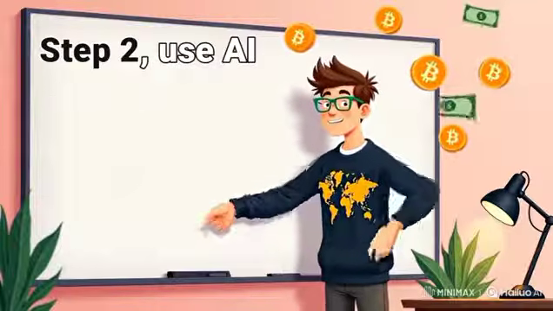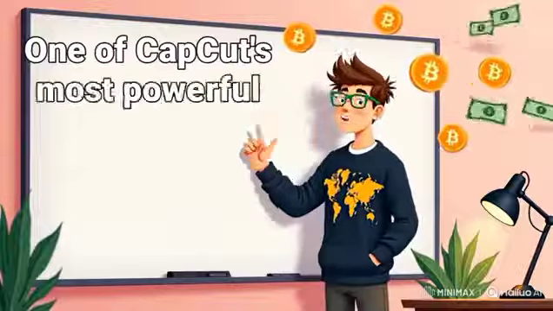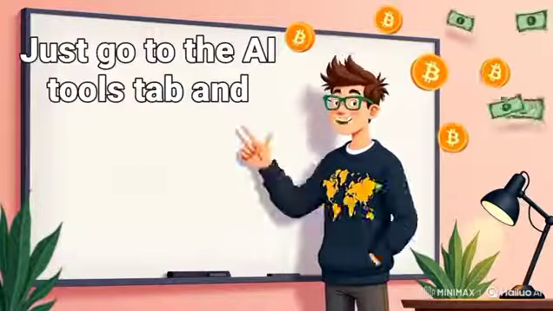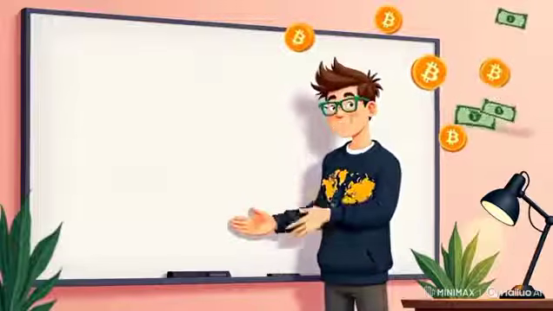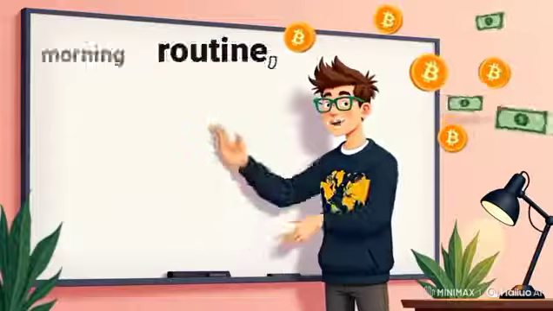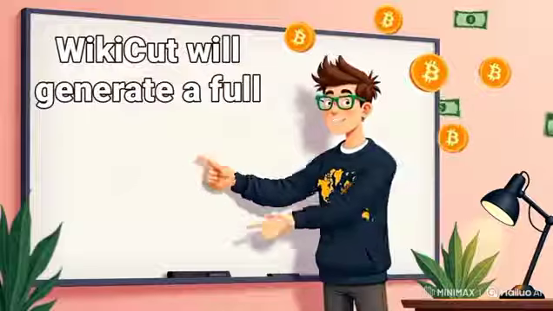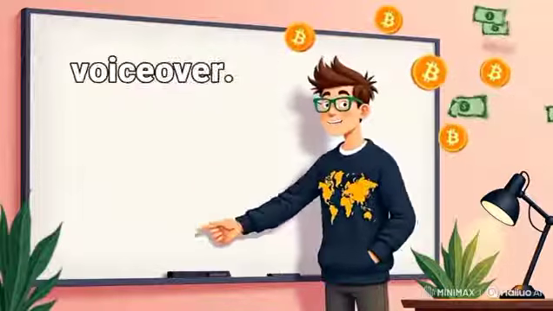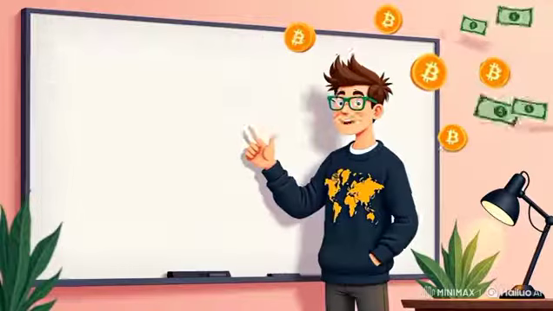Step 2. Use AI Video Generator. One of CapCut's most powerful tools is its AI Video Generator. Just go to the AI Tools tab and choose Script to Video or Prompt to Video. Here's how it works. Type a topic or description like healthy morning routine or how to make passive income. CapCut will generate a full video using stock footage, text, transitions, and even AI voiceover. You can customize the layout, style, pacing, and background music before exporting.